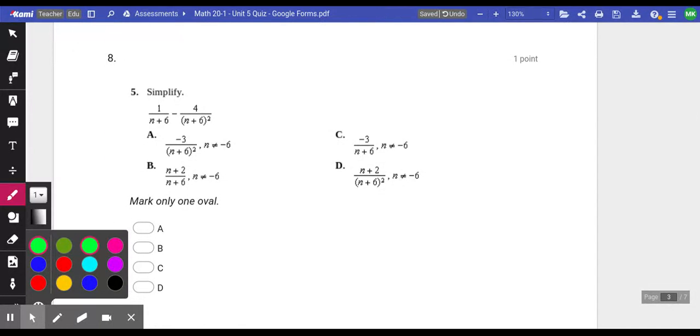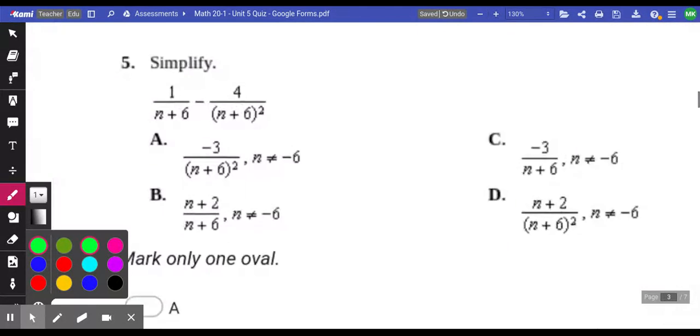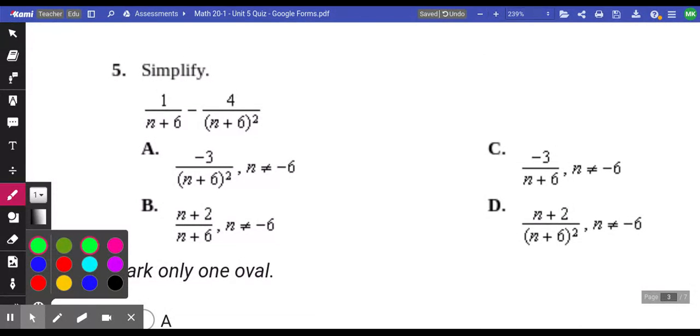Number 5. First things first, I want to factor. I can't factor this, but what I can do is put brackets around it. Second thing I do is check what kind of question I got. It is a subtraction question. That means I need a common denominator.